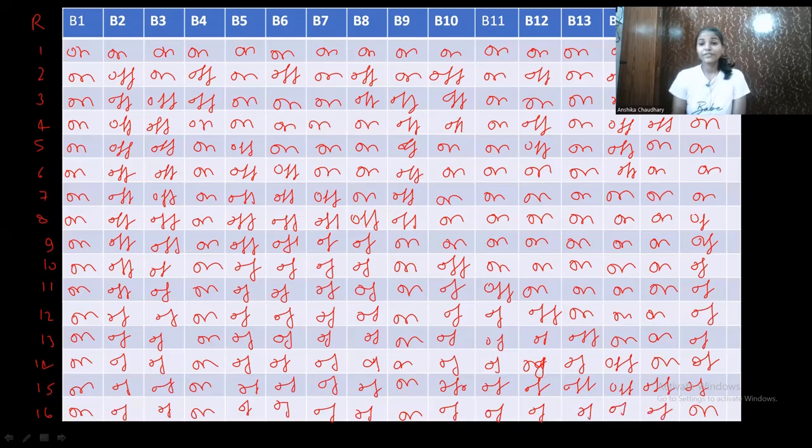Okay, so yeah, finally we are done with our table. Now let's find out how many bulbs are on. So the very first bulb is on, the fourth bulb is on, the ninth bulb is on, and the last one, the 16th bulb, is on.